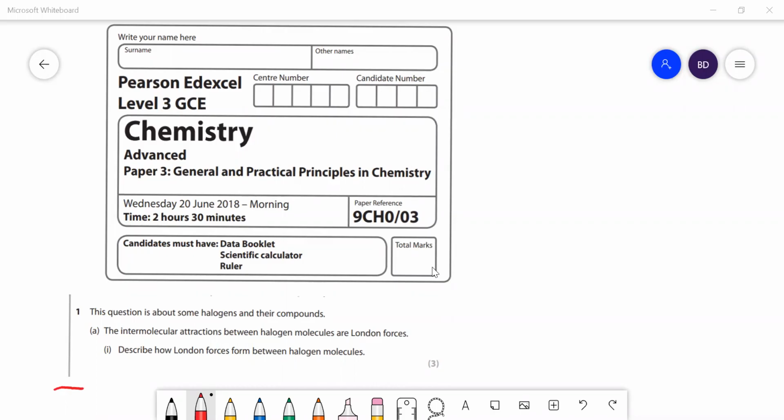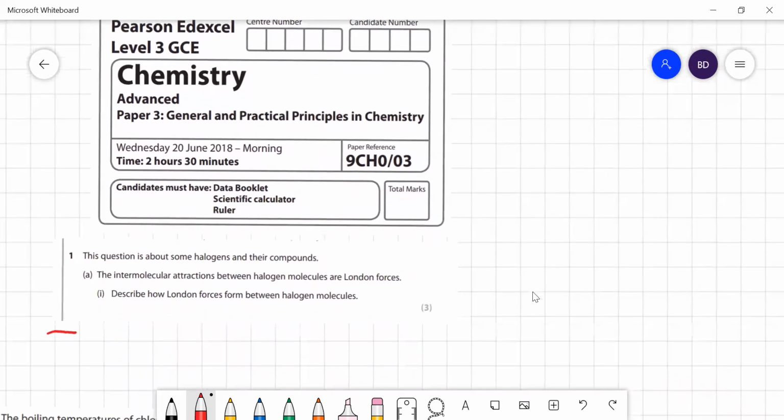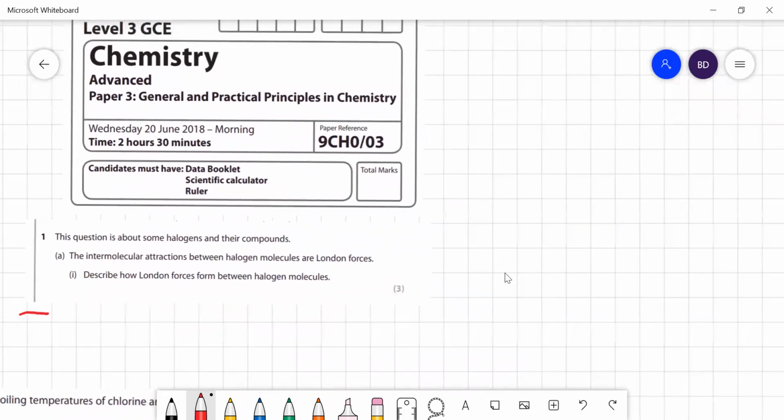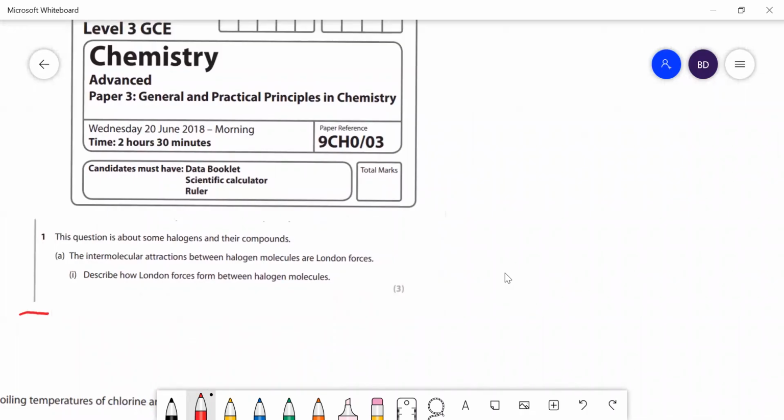Okay, the intermolecular attractions between halogen molecules are London forces. Describe how London forces form between halogen molecules, for 3 marks. So, right, if I just draw, you wouldn't draw it in an exam, you just describe it. So here is, say, a Cl2 molecule.